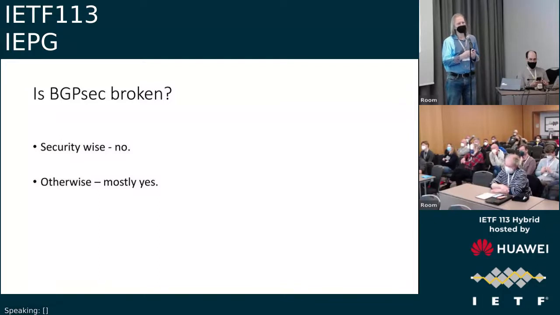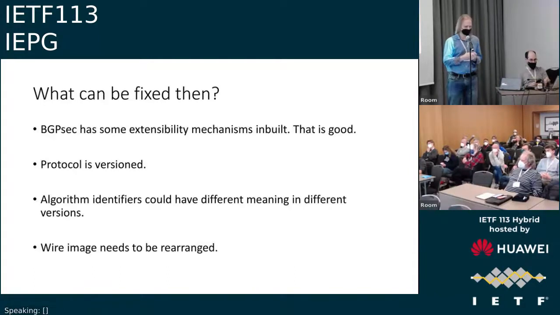The second problematic aspect is the actual wire image. We have a data layout on the wire and a data layout that is being processed that are really incompatible. That means that you need to receive something, reshuffle, do the thing, then reshuffle again and send it out. This can easily be avoided. Next slide, please. So what can we do about that?